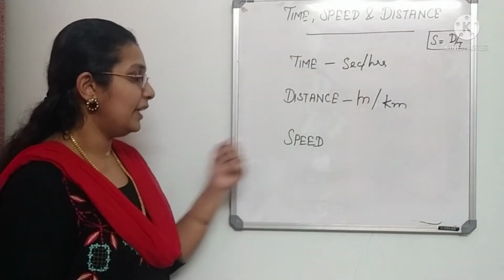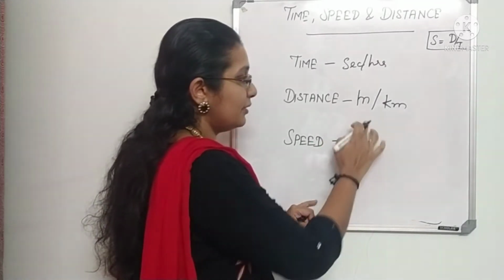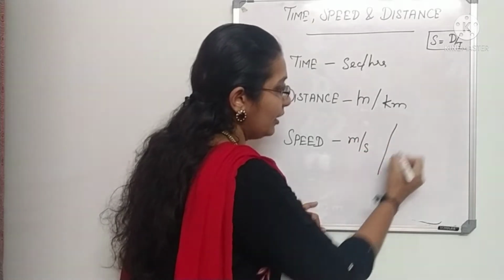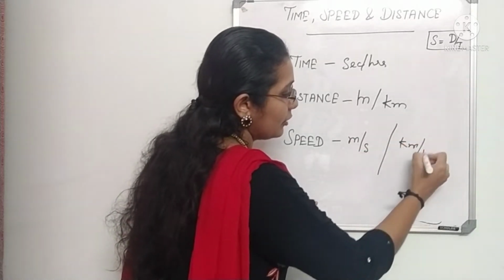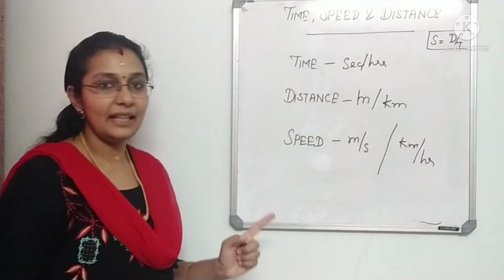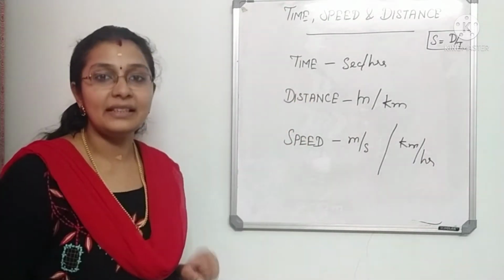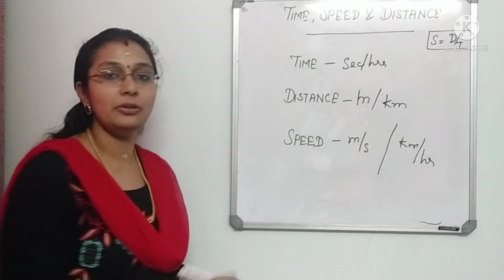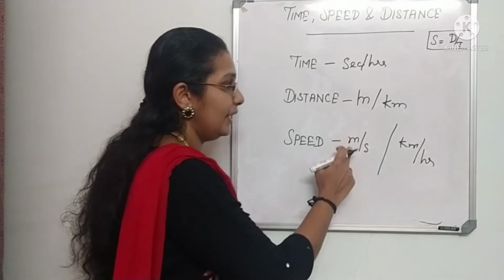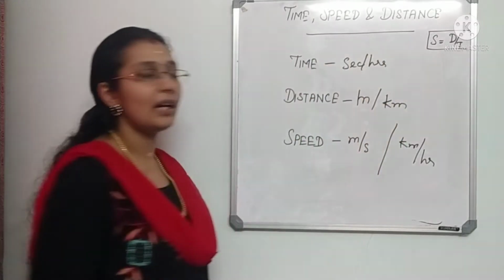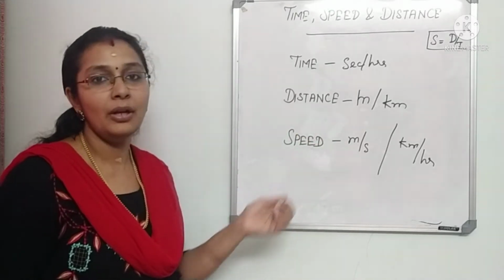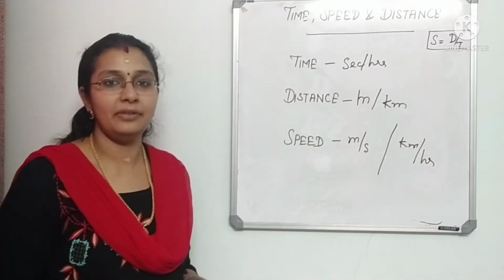Clear? Now speed. Speed is equal to distance by time, so meter per second or kilometer per hour. These are the 2 units that we generally use for this topic. For time we'll use either seconds or hours, for distance we'll use meter or kilometer, and for speed we'll use the combinations meter per second and kilometer per hour. More than this we won't use because we'll convert into either of these and then proceed with our problem.